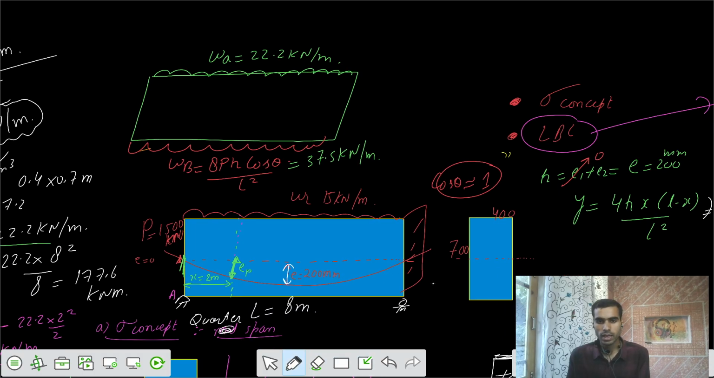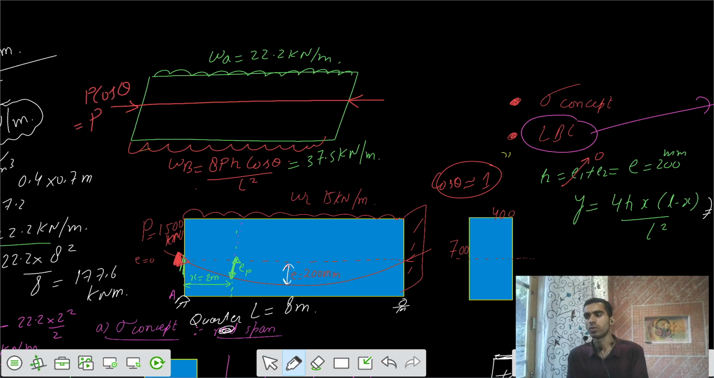And I would say that the cable profile can be converted to a straight line such that the eccentricity is 0 throughout the length, because at the ends the eccentricity is 0. So the value is P cos theta, which is almost equal to P. You can check that also, because cos theta would be almost equal to 1. So we have to solve for this one now.